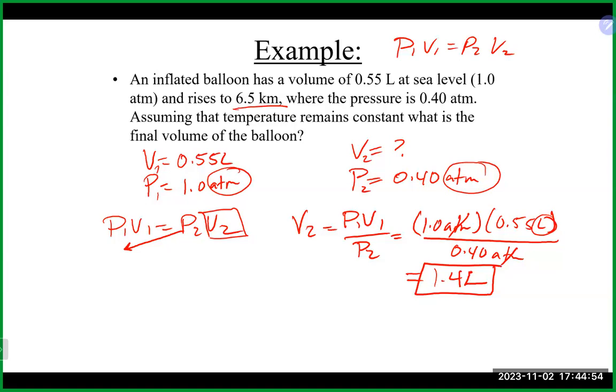Question on that one. Once again, if we look and see what's happening in terms of our pressure, it started at 1 and went to 0.4, so our pressure is decreasing, which means based on Boyle's Law relationship, we should see the volume increase. And it went from 0.55 to 1.4, so again, it's moving in the correct direction.